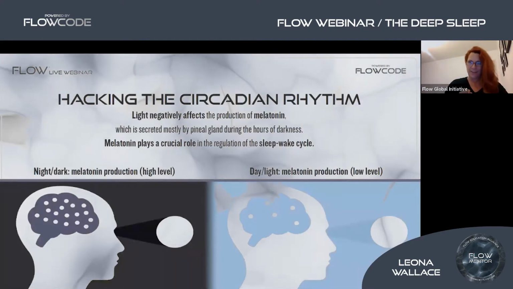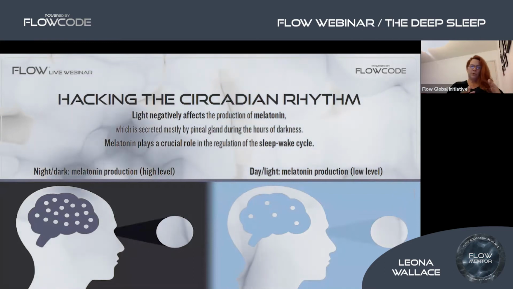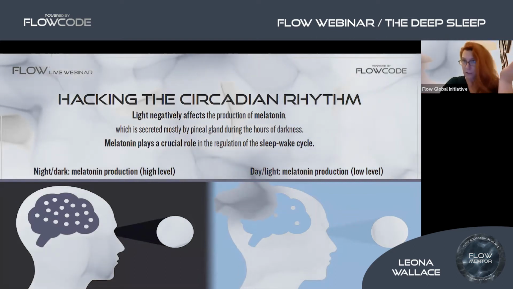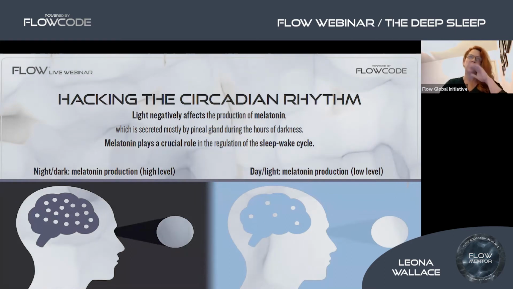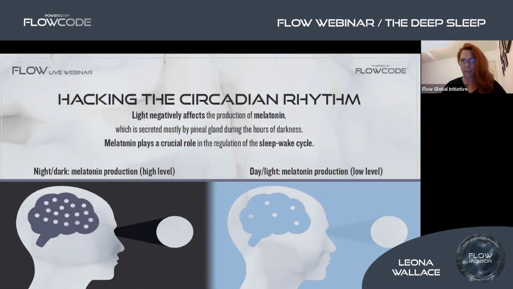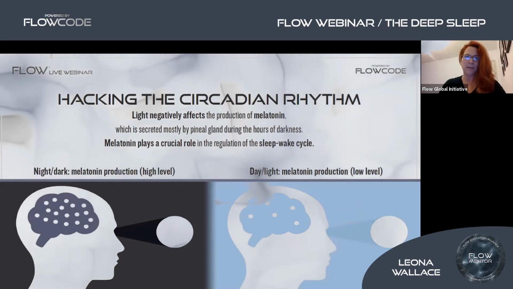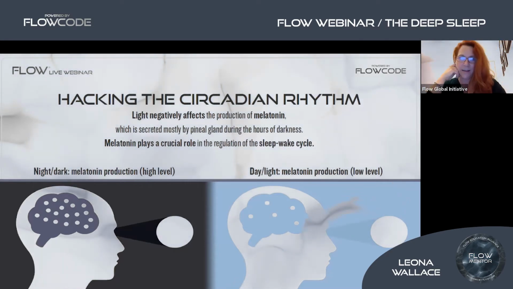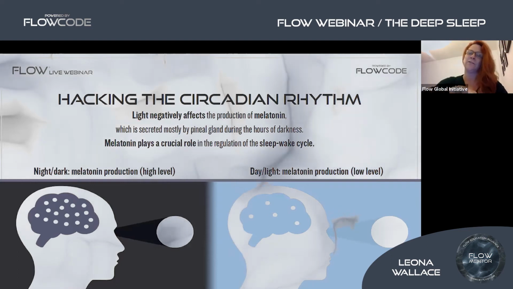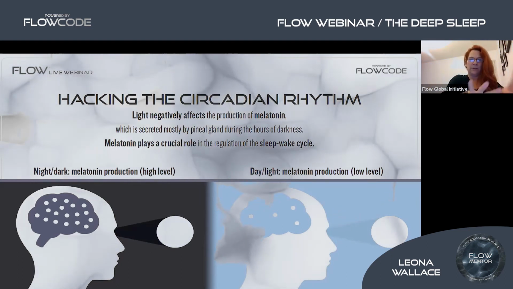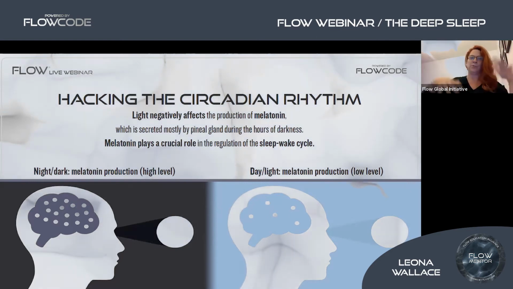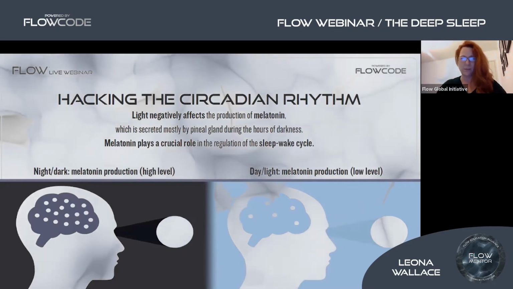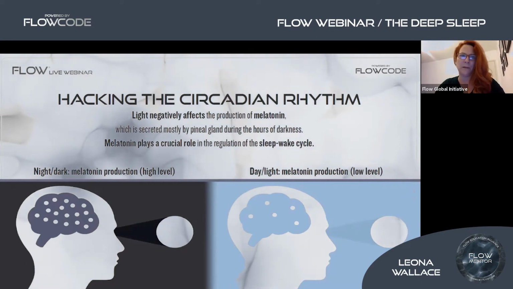So we want to hack this rhythm. There's different ways we're going to do this. We're going to talk about first that light negatively affects the production of melatonin. And we need melatonin because the higher the levels of melatonin, then we're sleeping. We're getting into this deep sleep. Now, melatonin is secreted mostly by the pineal gland during the hours of darkness. And melatonin plays a crucial role in the regulation of your sleep-wake cycle. So you can see from the little chart that when it's night or dark, we produce high levels of melatonin. When the daylight's coming, we have lower levels of melatonin. So imagine how this could play on us too if we're living in places with less light or more light.